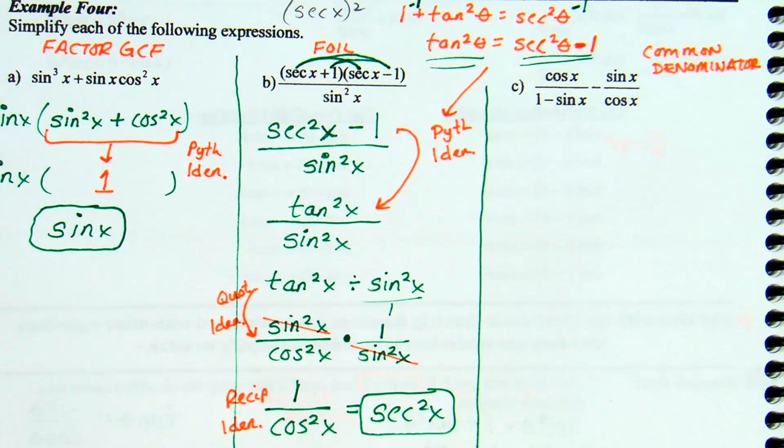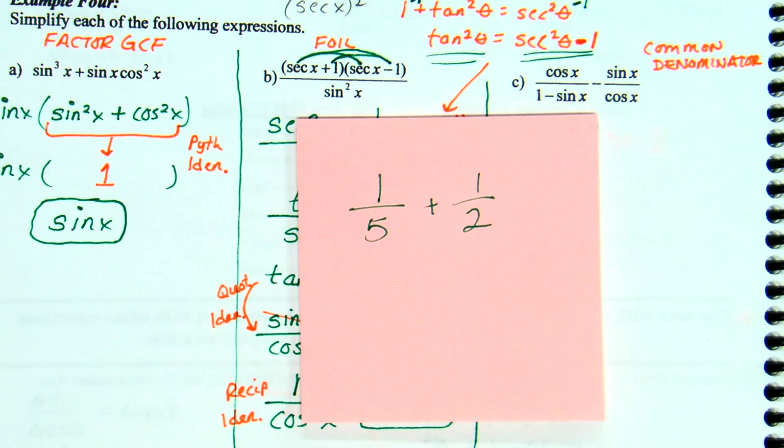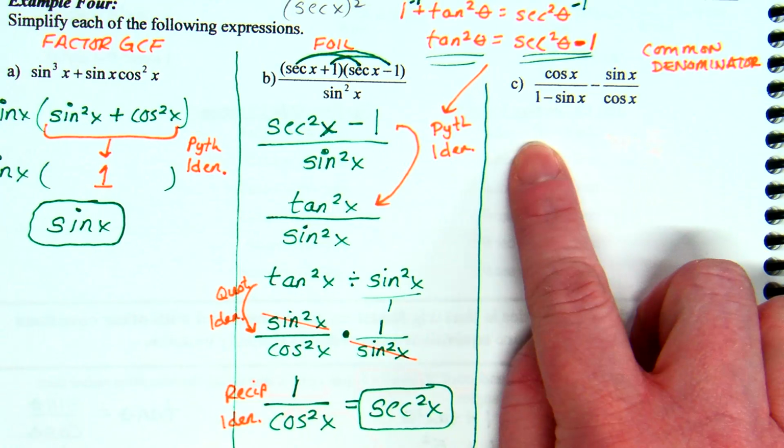Here's my side note for a moment. What if this was, say, 1/5 plus 1/2? I'm going basic here, for those of you that struggle with fractions. What would your common denominator be? 10. And why is it 10? Because 2 times 5 is 10, yes? They have nothing in common, so you just multiply the denominators. Does that make sense?